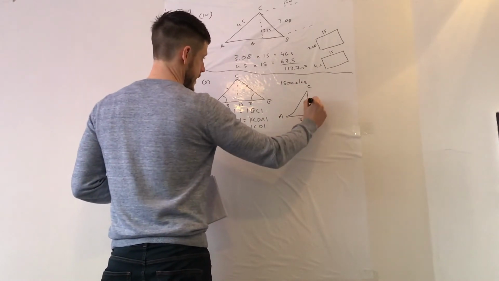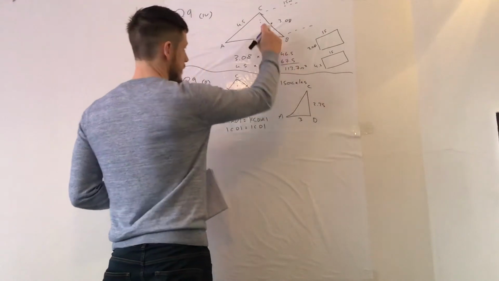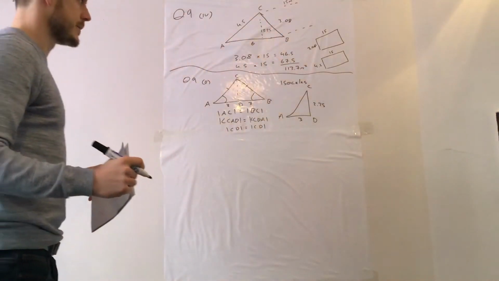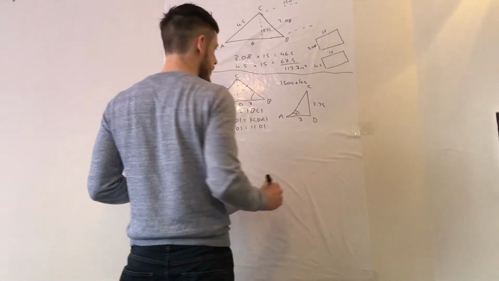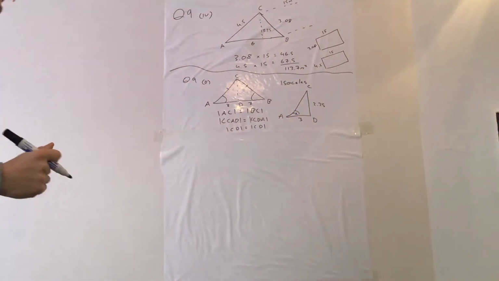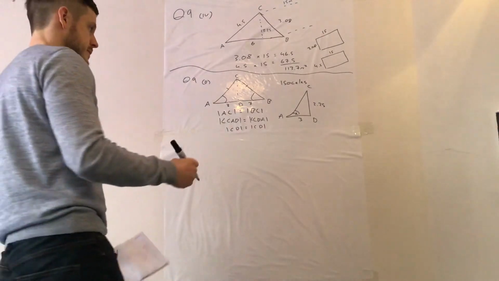That's 3 there, and we know that's 2.25. We worked that out in a previous part of the question. So we're looking for this angle here, and we'll call it x. We've got a right angle triangle, and we're looking for an angle. What we're going to do here is use SOHCAHTOA.